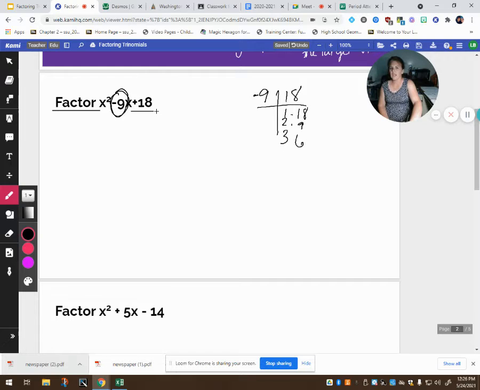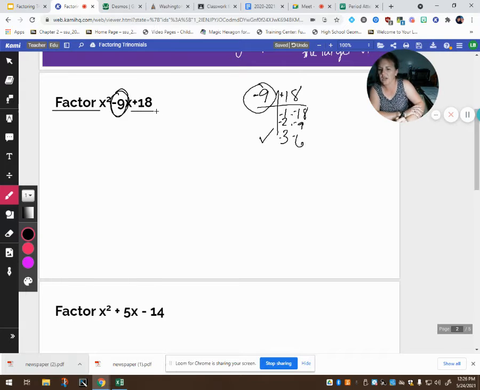2 times 9. Okay, I know that I want their sum to be negative. I can't add two positive numbers together and get a negative, can I? But I can add two negative numbers together and get a negative. And a negative times a negative is a positive, correct? This was a positive 18. So which of these pairs multiply to give me positive 18 and add to give me a negative 9? The negative 3 and the negative 6.